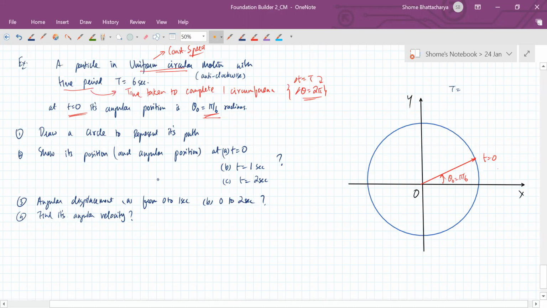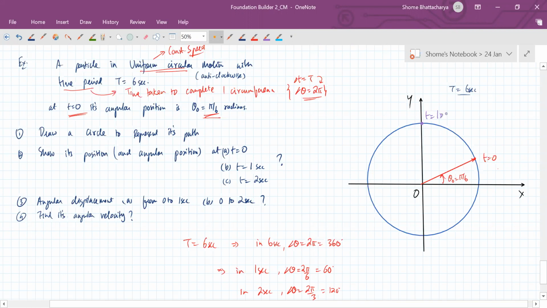So you're showing the position at t equal to 0. At t equal to 1 second, it will have covered how much? 1/6 of the circle. If the time period is equal to 6 seconds, that means in 6 seconds the angular displacement is 2 pi or 360 degrees. That means in 1 second, the angular displacement should be 2 pi by 6 or 60 degrees. In 2 seconds, the angular displacement should be 2 pi by 3, or 120 degrees.